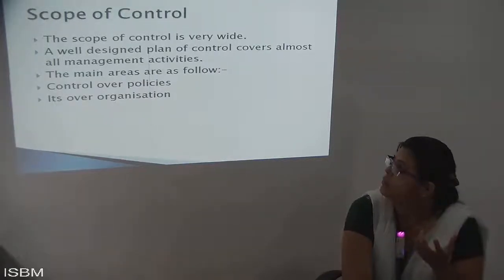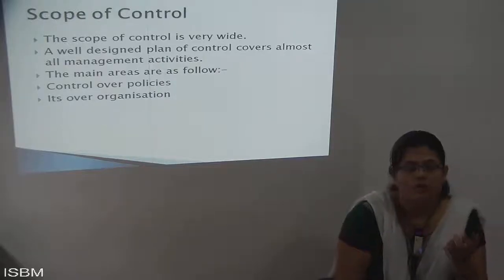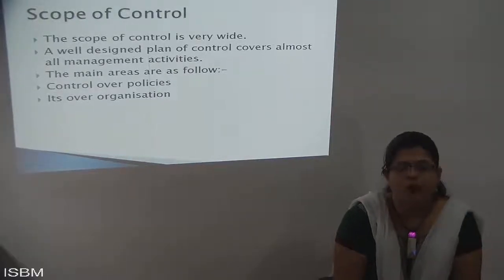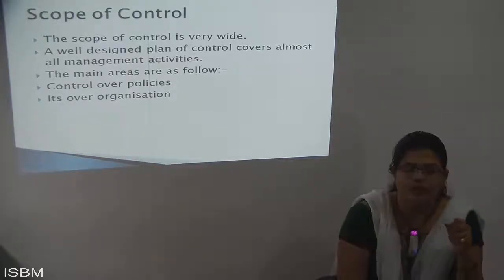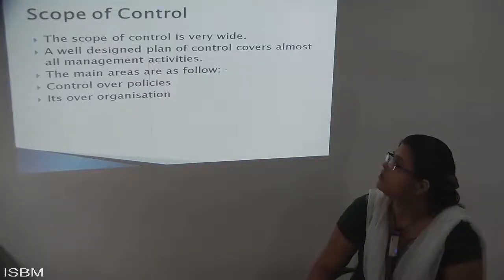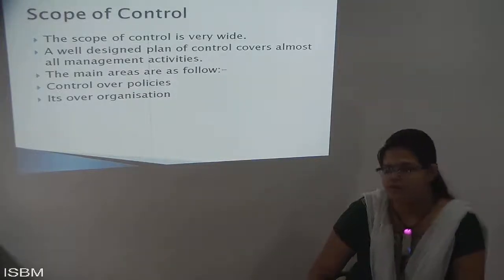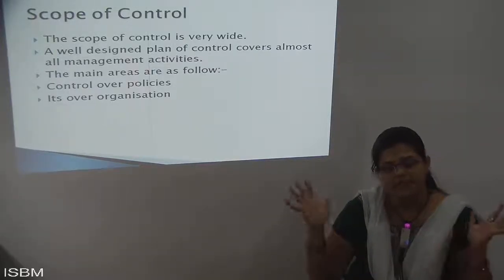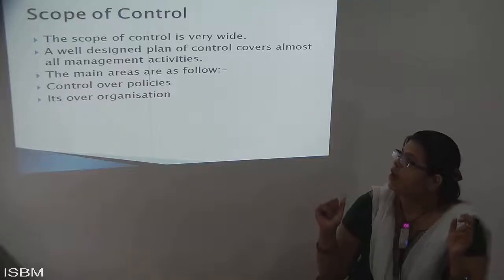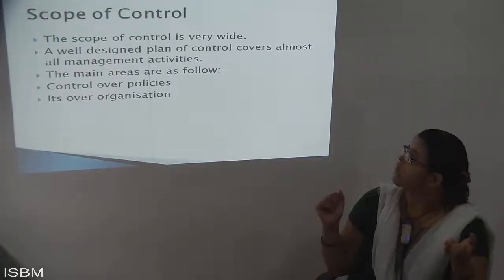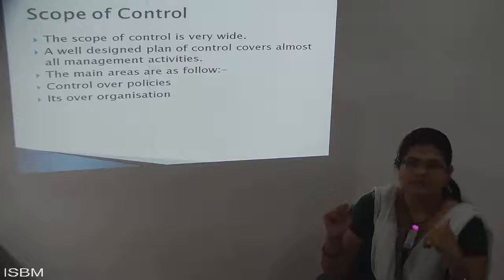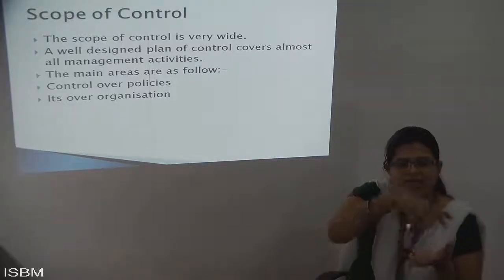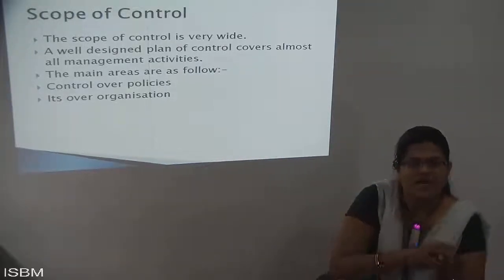Now next we will be learning the scope of control. What are the scopes, how you initiate, how you put forth, how you control that thing, and the areas where you control each and everything. First, the scope of control is very wide, as said previously, it is a dynamic process. It is very wide, very huge. Next, a well-designed plan of control covers almost all management activity. As I said, if I planned each and everything, that means a well-designed plan.